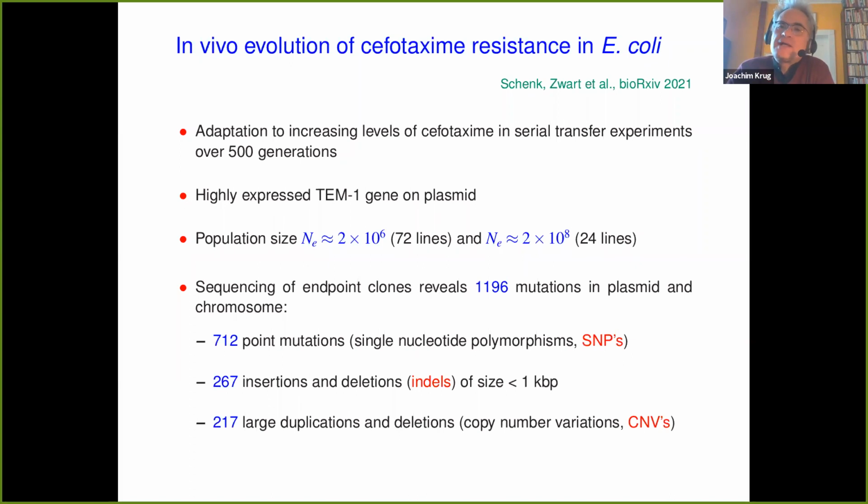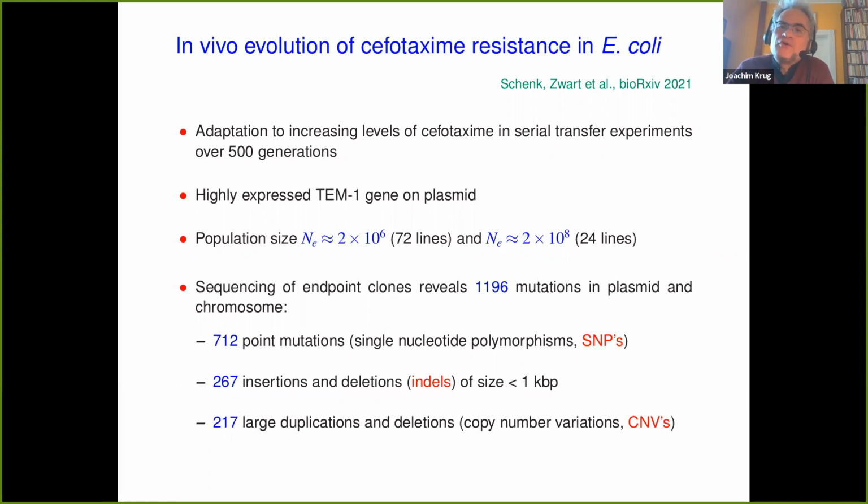Then if you sequence the endpoint clones, we discovered that there were about 1,200 mutations, both in the plasmid and the chromosome, and they could be divided into classes. There are about 700 point mutations, 267 relatively small-scale insertions and deletions, and a bit more than 200 large-scale duplications and deletions. And you'll see in a moment why I make this distinction. As I said, these mutations occurred both in the chromosome and in the plasmid.